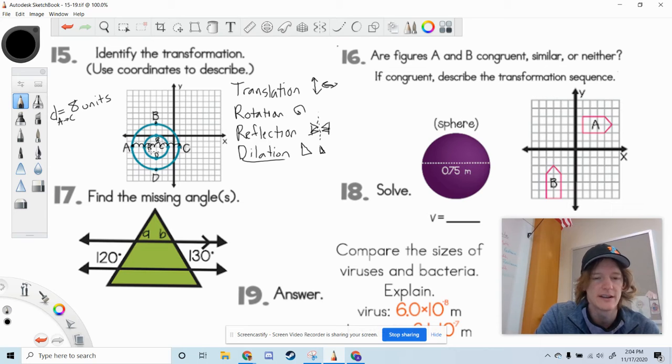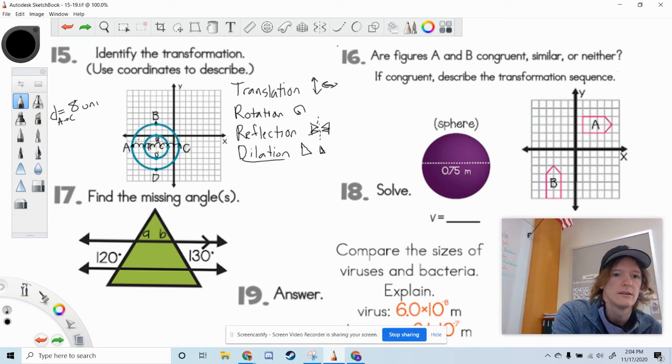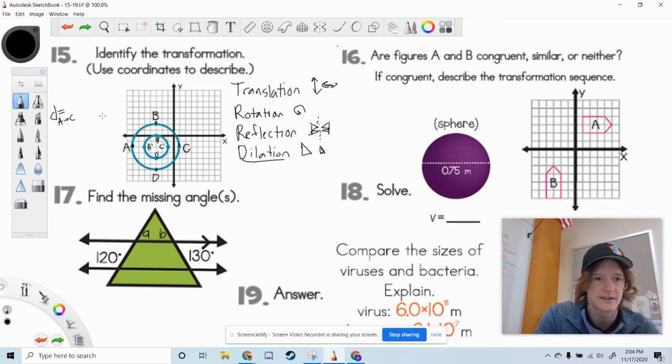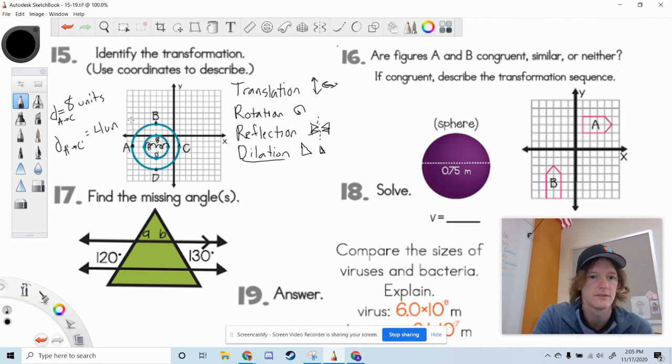Now let's check the diameter. Diameter was 8 units. Let's try the diameter of the smaller circle. Is 1, 2, 3, 4. Okay, so the diameter of the A prime to C prime is 4 units. So this is a dilation.